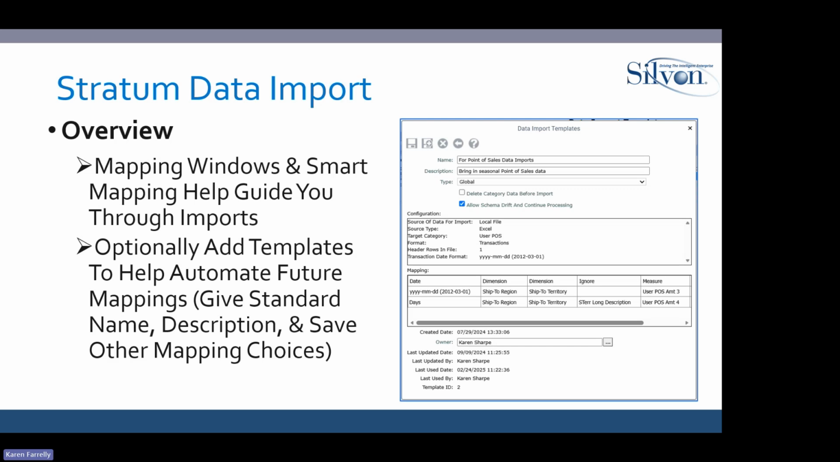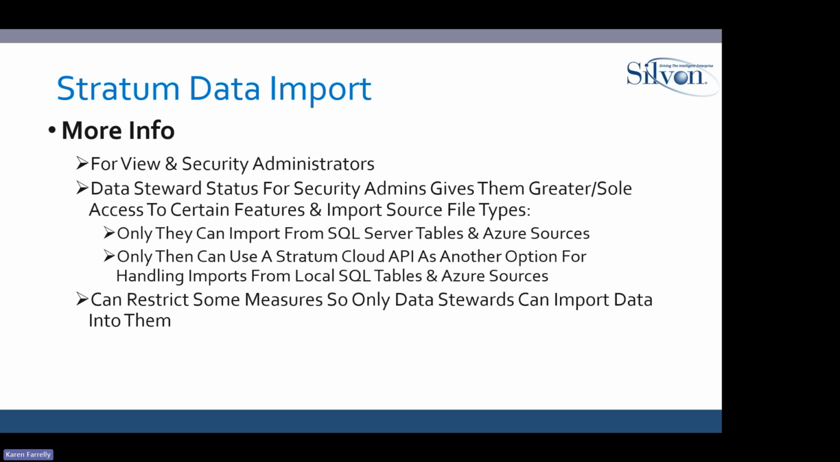That can come in handy with something called the Stratum Cloud API, which I'll talk about briefly here, but you can use those templates. For example, if you're a data steward, to kick off certain types of imports for SQL Server, Azure sources. But backing up here a minute, Stratum Data Import is designated to be used by view and security administrators, and you can give security administrators a data steward status. So that gives those security administrators who are data stewards greater access to more features and import source file types. So they can import from SQL Server tables, Azure sources, if your environment is set up to do that.